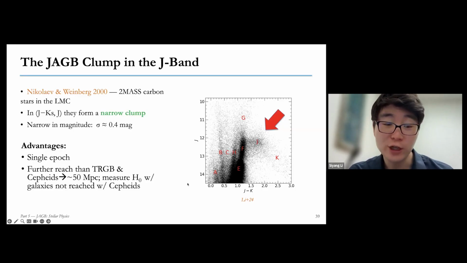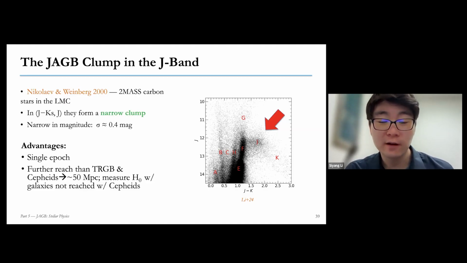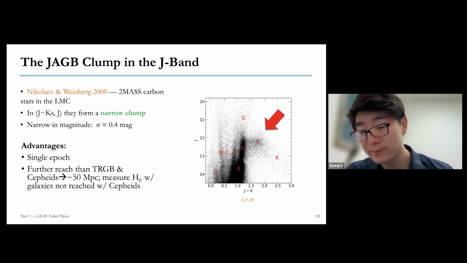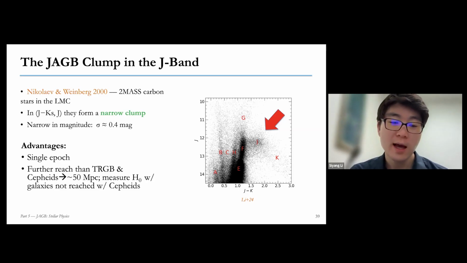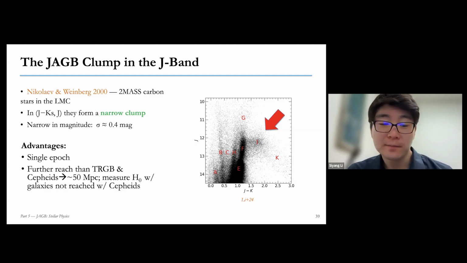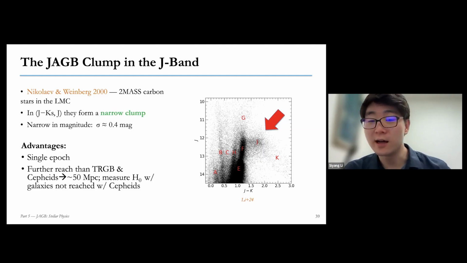There's also potential for the JAGB to reach further than the TRGB and Cepheids. That's because as you go to further distances, the amplitudes of Cepheids get smaller, and that also means it becomes harder and harder to identify Cepheids and distinguish them from other stars when the photometric uncertainties are large. And the TRGB is much fainter than Cepheids and the JAGB.